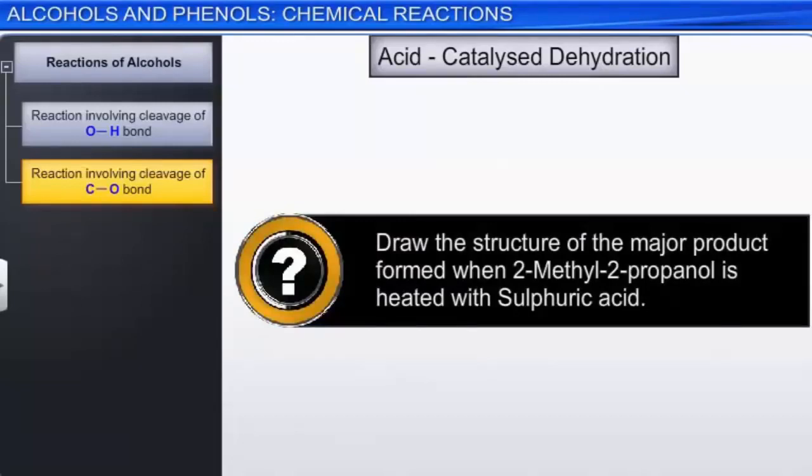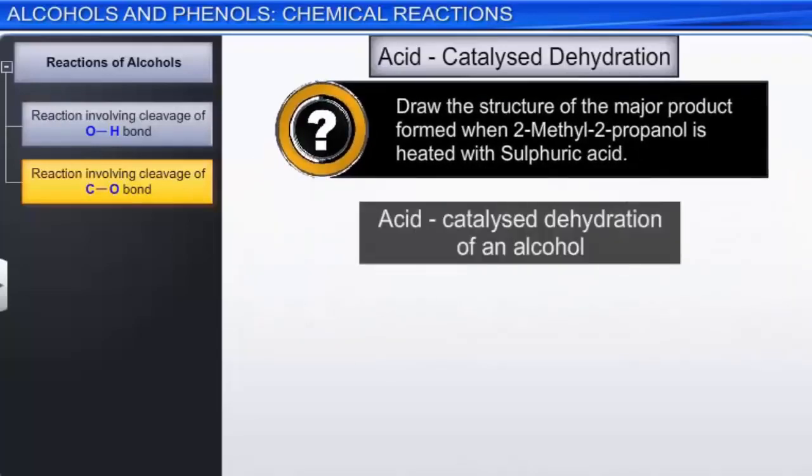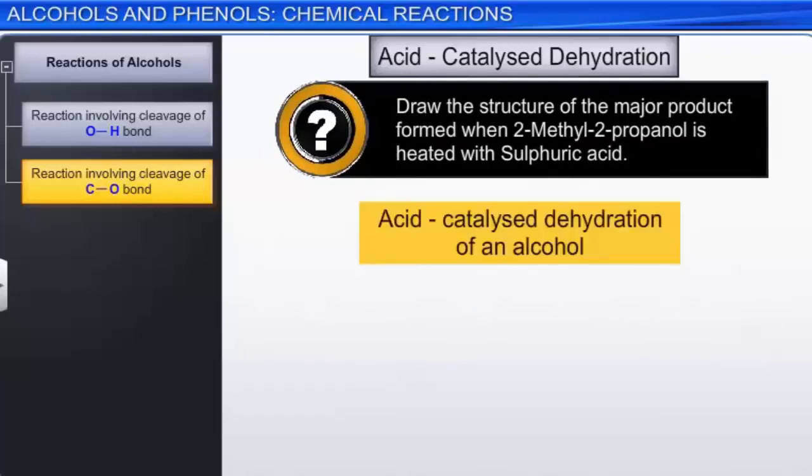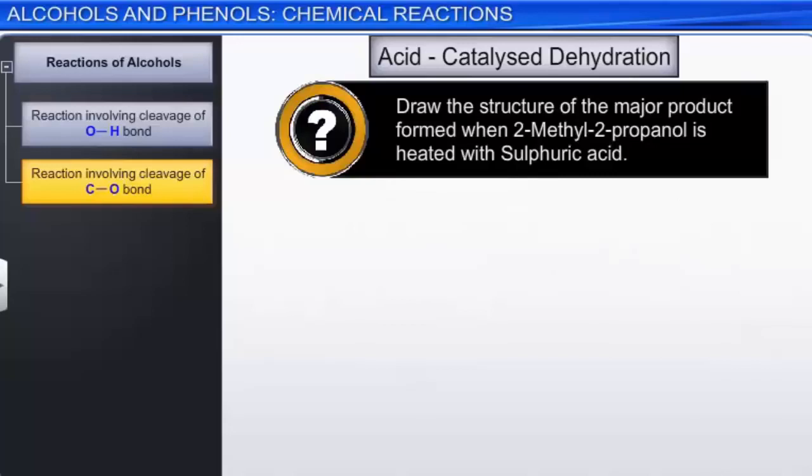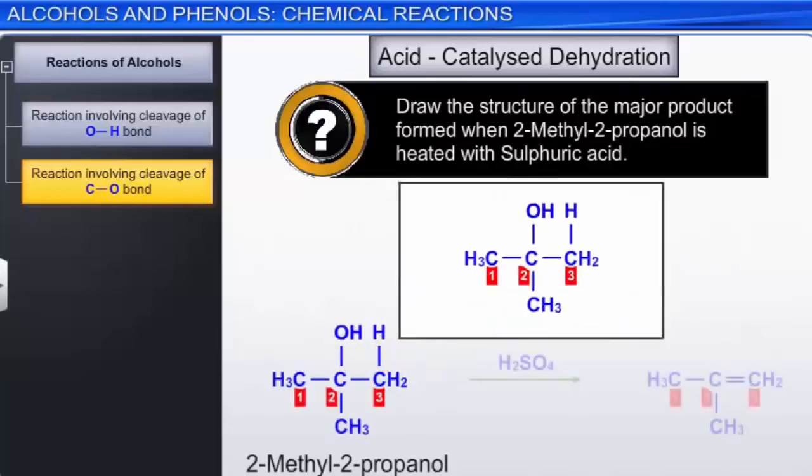Here is a problem for you to try. Draw the structure of the major product formed when 2-methyl-2-propanol is heated with sulfuric acid. You should recognize these conditions as acid-catalyzed dehydration of an alcohol. Start with the structure of the reactant. Remove the OH group and an H from any of the 3 surrounding carbons. They are all equivalent in this molecule.